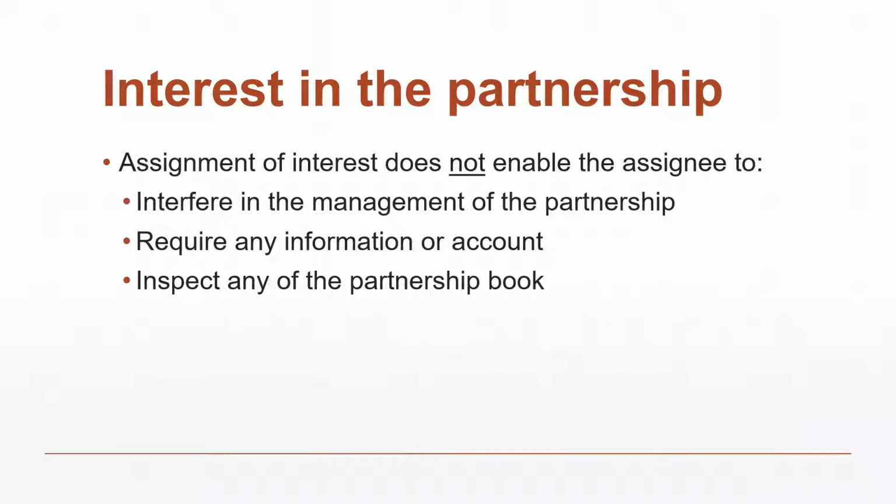Now, another thing. The assignment of interest does not enable the assignee to do any of these things. The assignee or sub-partner cannot interfere in the management of the partnership. The assignment also will not enable the sub-partner to require any information or account of the partnership. And lastly, it does not enable the assignee to inspect any of the partnership books. Bakit? Why do you think is the reason for that?